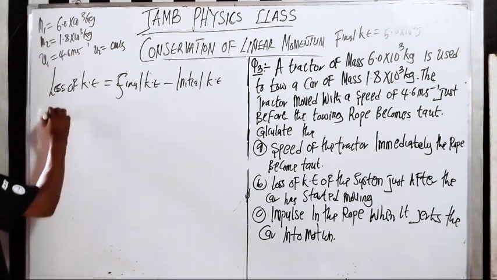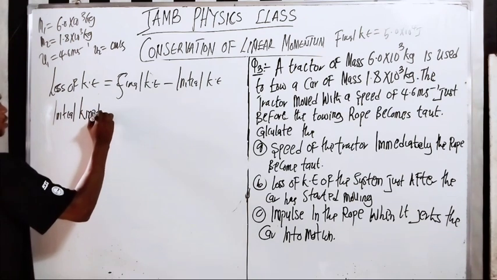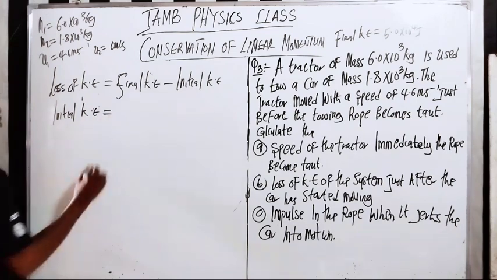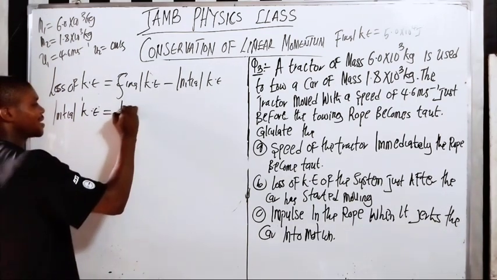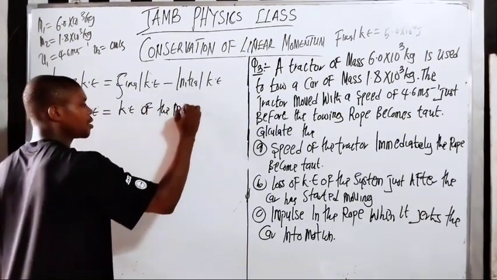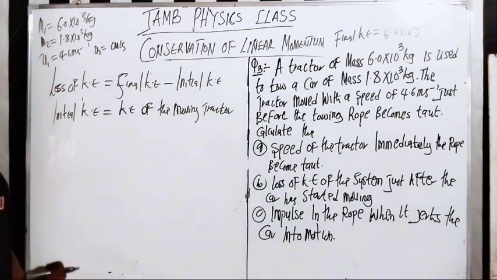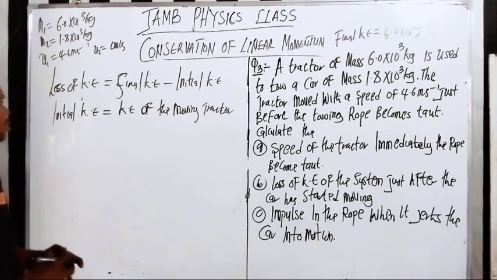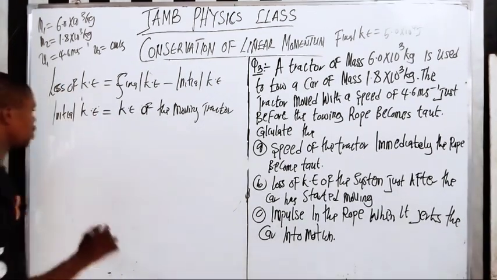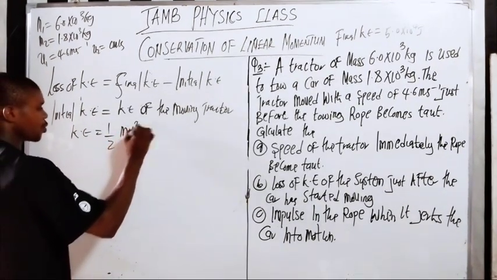So the initial kinetic energy equals the kinetic energy of the moving tractor, because it was the tractor that was moving. So KE equals half mv squared.